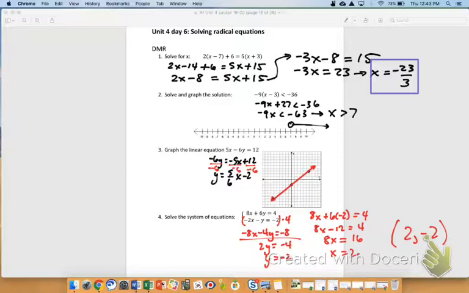Good. Here we go. So number one, I got negative 23 thirds for the x value. Number two, I got x is greater than 7, and the corresponding graph there next to it. Number three, I got y equals 5/6 x minus 2, and once again, a corresponding graph. Number four, I got positive 2, comma, negative 2 for my system solution.